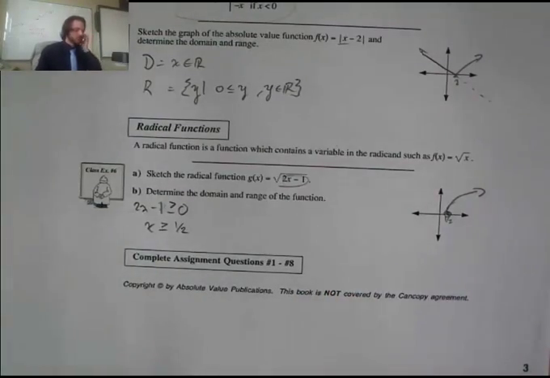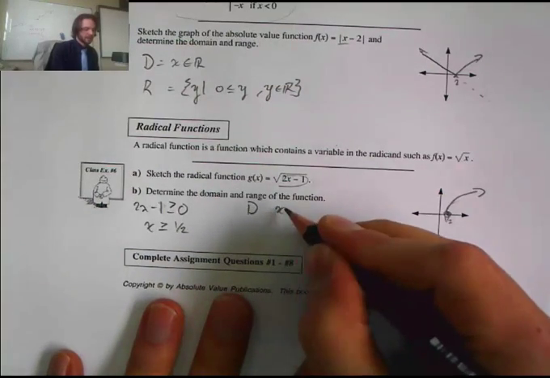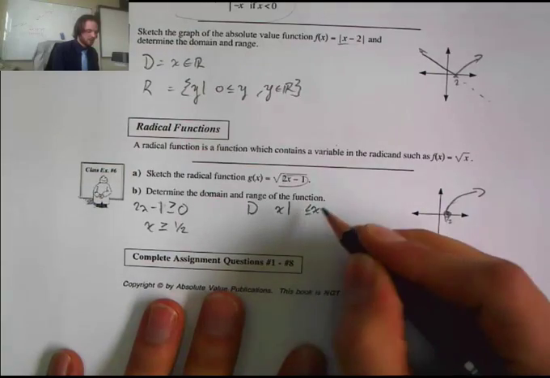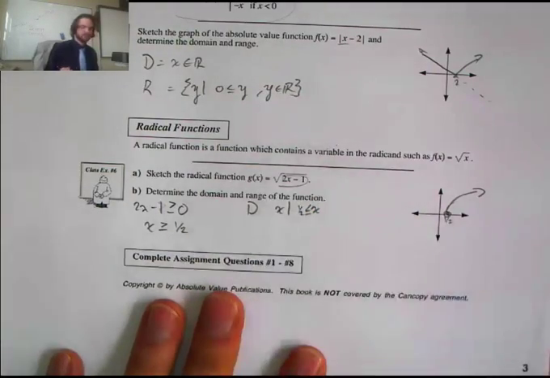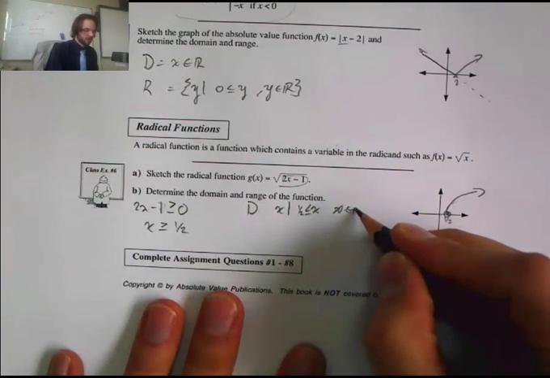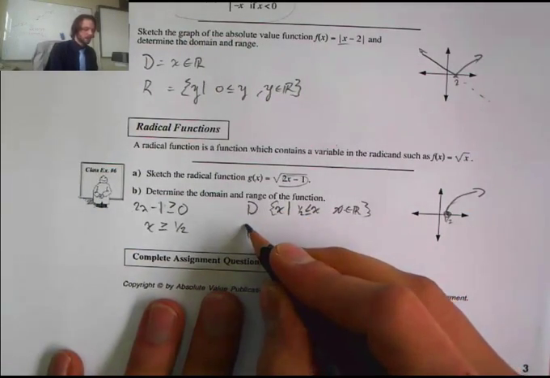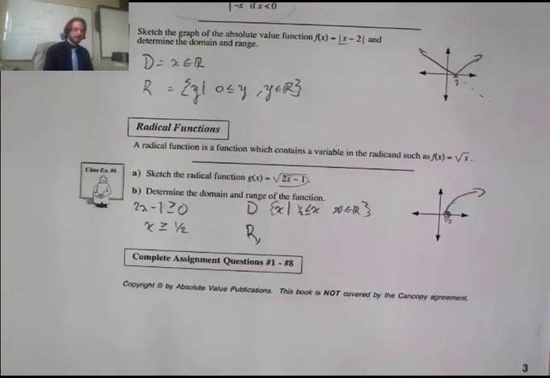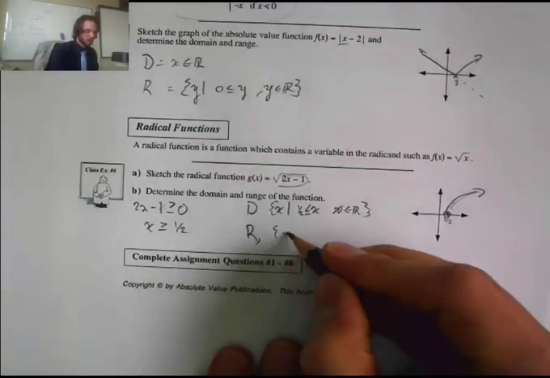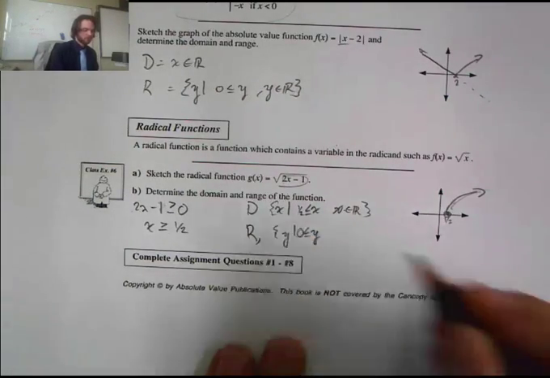Now, determine the domain and range. Well, my domain is, we're looking at x, such that x must be greater than or equal to 1 over 2, where x is an element of all real numbers. Now, my range, we're looking at it right here, it's only going up. So my range, we're looking at y, such that y must be greater than or equal to 0.